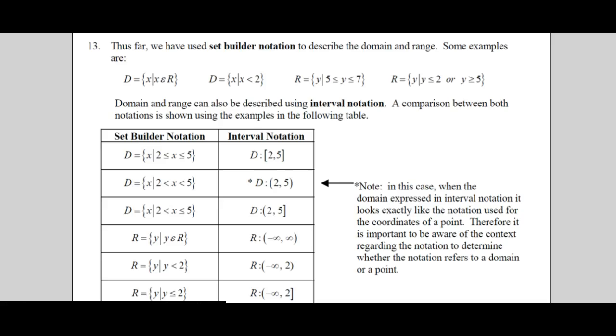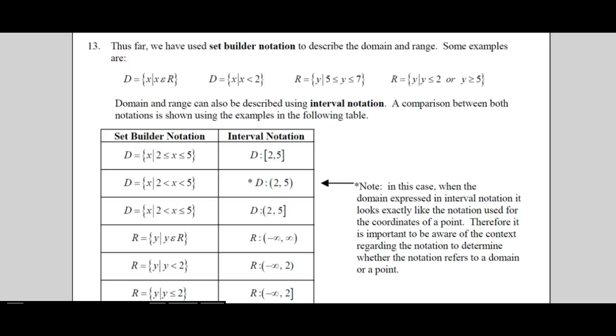Okay, 13. Thus far, we've used set builder notation to describe the domain and range. So the domain is the set of all x such that x belongs to the real. Set of all x such that x is less than 2. Set of all y such that y is between 5 and 7. Range is a set of all y such that y is less than or equal to 2 or y is greater than or equal to 5.